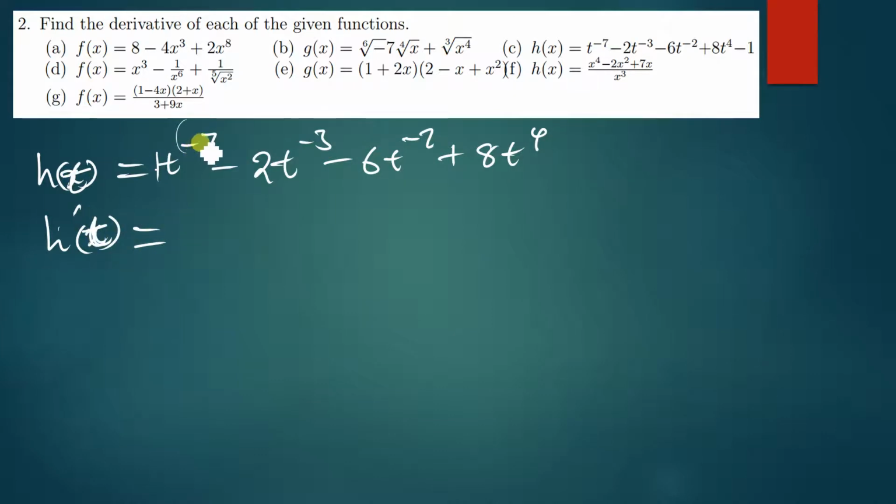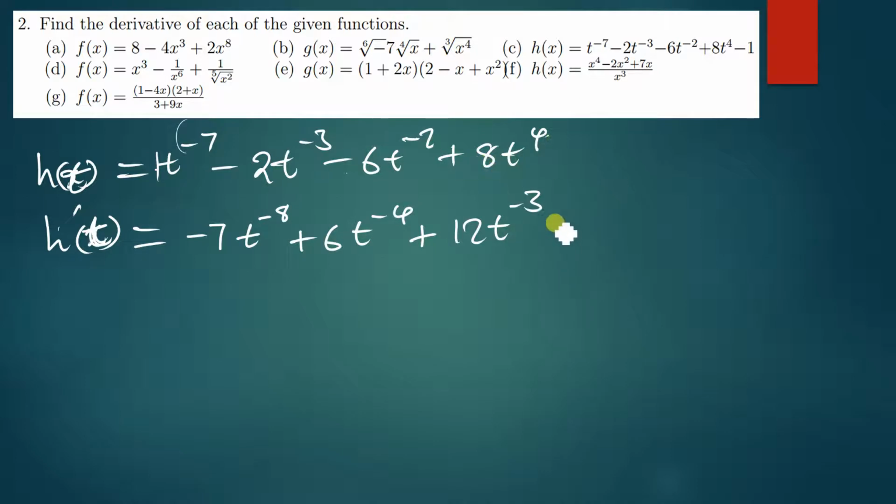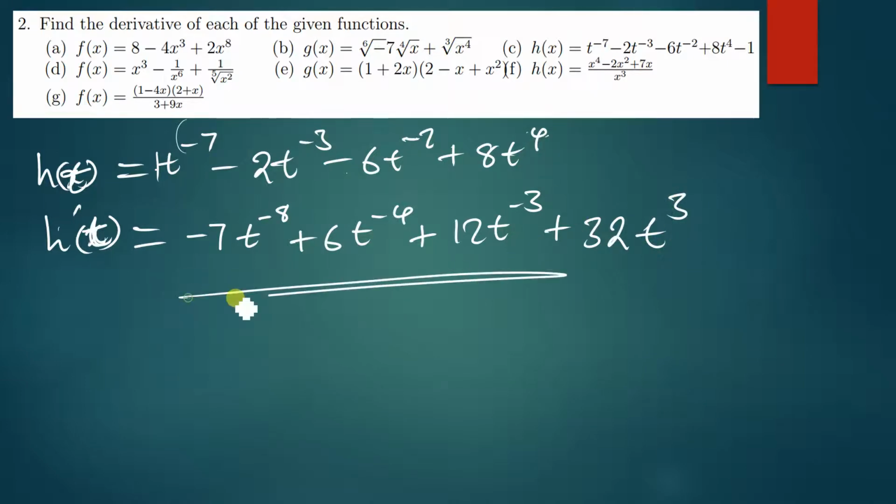So we're going to have negative 7, and then we have t. Negative 7 minus 1, this will give us negative 8. Then we have negative 3 times negative 2, this will give us positive 6t. When you subtract 1 from negative 3, you are getting negative 4. Then you have negative 2 times negative 6, this will be positive 12t. And then negative 2 minus 1, this is negative 3. Then we have 4 times 8, the answer is 32. Then you have t to the power 4 minus 1, that is 3. So this is exactly how you find the derivative using the power rule.